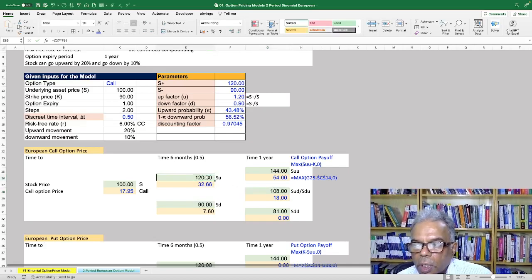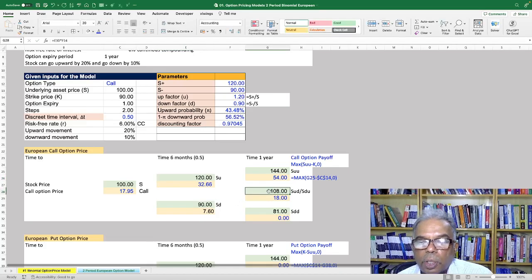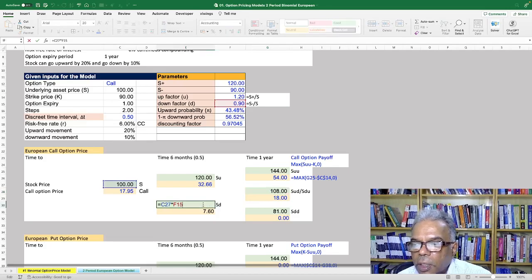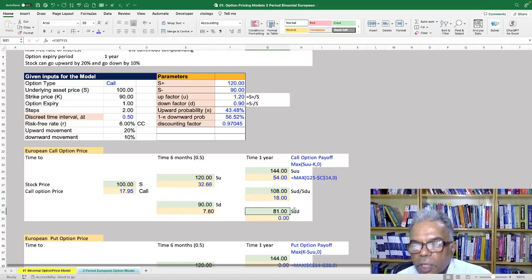So it can come from 120 into 90, or it can come to the middle node, which is a recombining node. From 90 it can go 90 into 1.2, that is 108. Similarly 90 into 0.9 is 81. So the middle node 108 is recombining. Let's keep it like this.